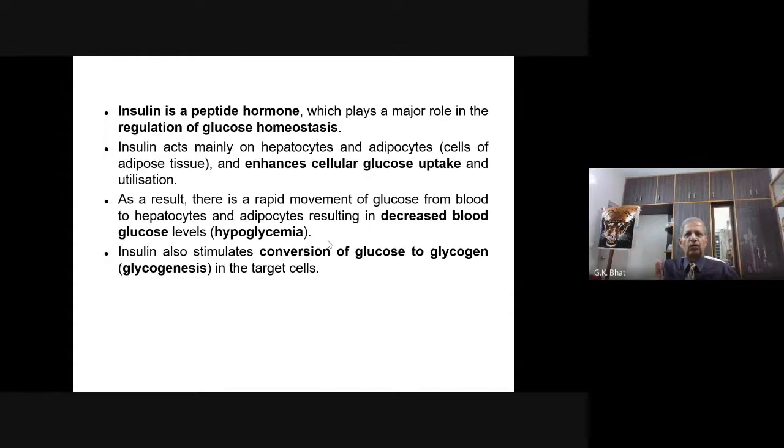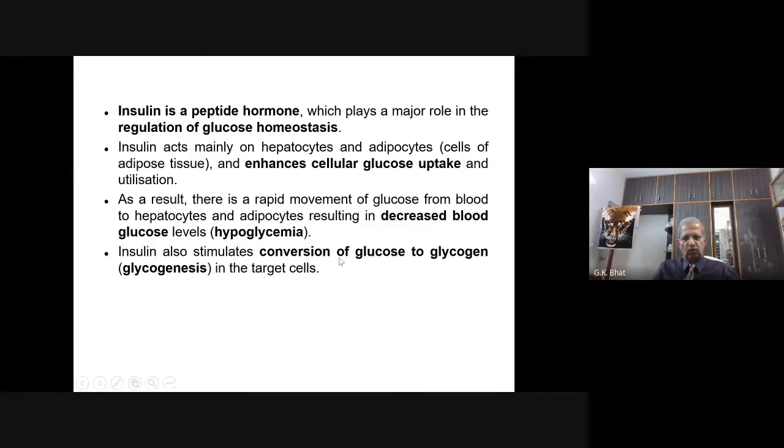So, insulin is concerned with decreasing the blood glucose level. Therefore, a decrease in the glucose level in the blood is known as hypoglycemia, and insulin is called a hypoglycemic factor.